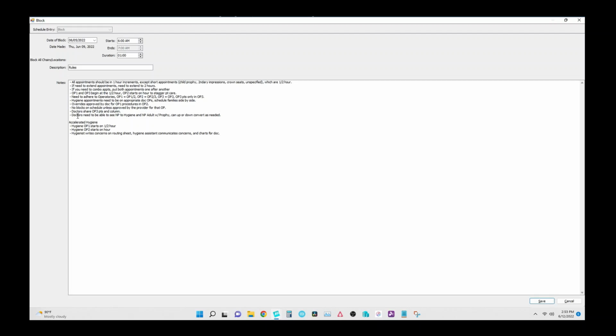Another thing too is doctors need to be able to see new patient to hygiene and new patient adult with Prophy, where they can up or down convert as needed. So the rule is, and some doctors have modified this, but the Open and Affordable rule is, if you can't get a patient in by the end of the following week, okay, so let's say this is Monday, it would be for the following Friday. If this is Friday, again, it's for the following Friday, the doctors need to be able to see that new patient adult with Prophy.